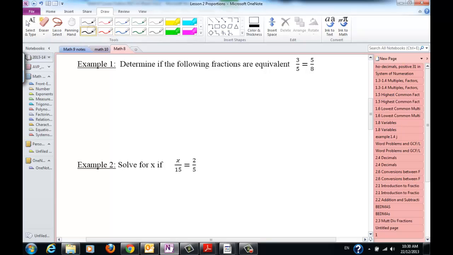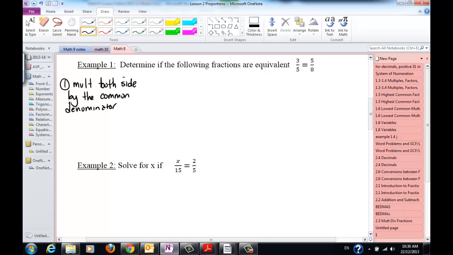First thing that we might want to do is, we have a comparison of fractions. We have 3 over 5 is equal to 5 over 8. Our best strategy is to multiply both sides by the common denominator. In my denominator, I have 5 and 8. So the lowest common denominator for 5 and 8 would be 40. So I'm going to multiply both sides by 40.